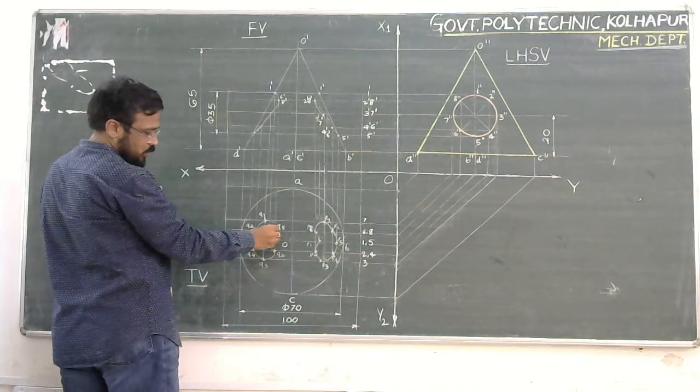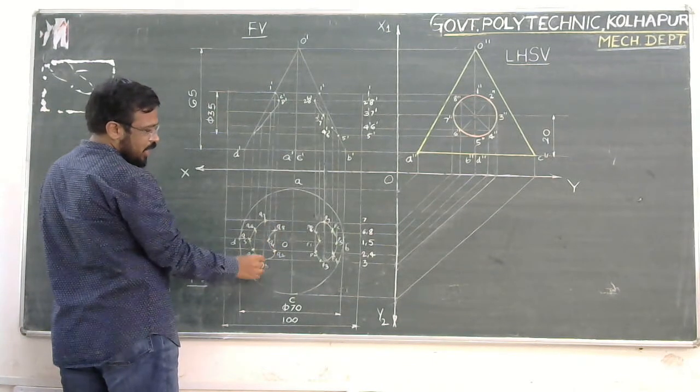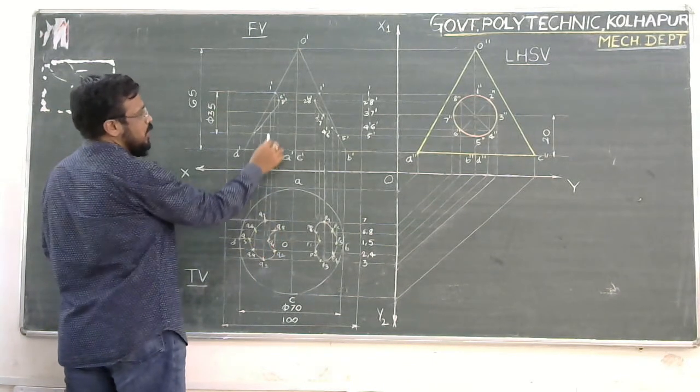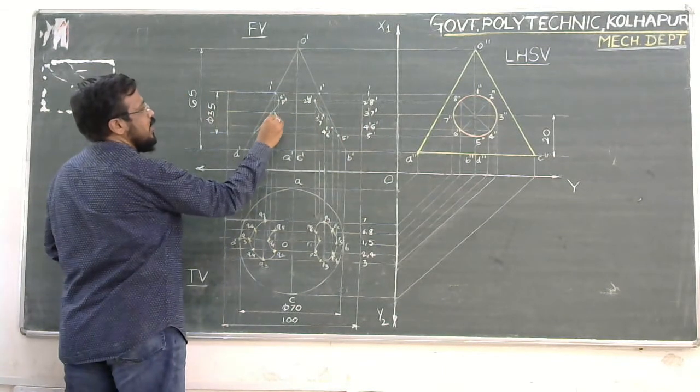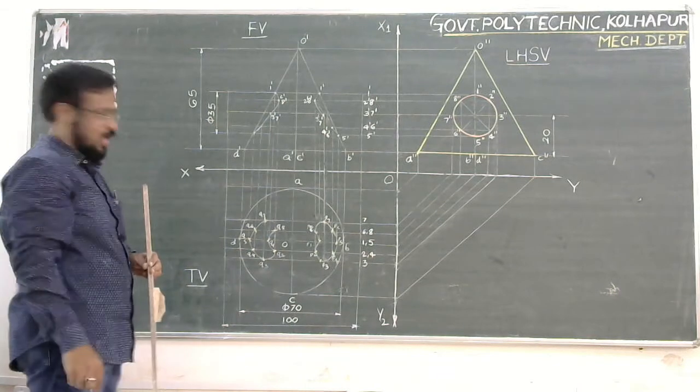Q2 to Q8 is been over. 3 to 7, again one vertical line. So this is the projector from 3 and 7. Horizontal locus of 3 and 7, you may get here 3 and 7. You are going to get it here.